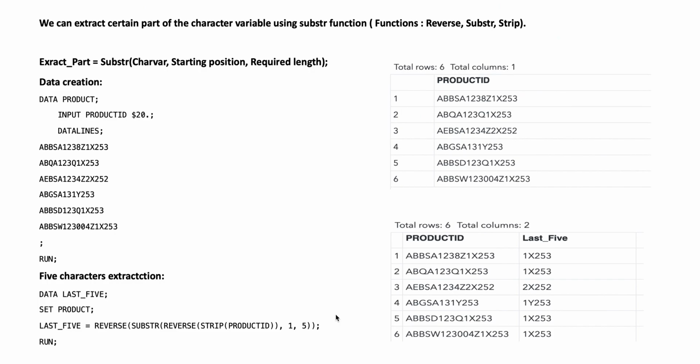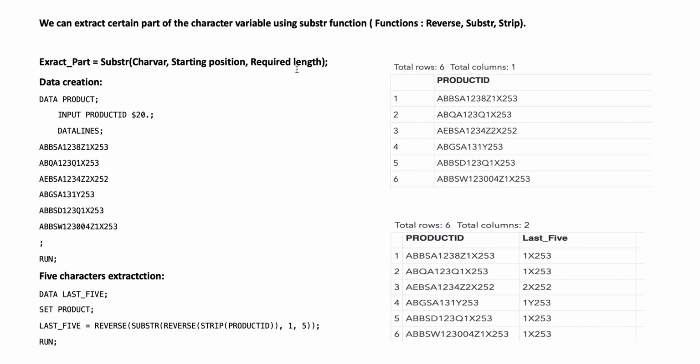We can extract a certain part of a character variable using the SUBSTR function. In this example, we can use a nested function where we use REVERSE, SUBSTR, and STRIP. When we use a function inside another function, it is called a nested function. The syntax is given here: extract_part = substr(char_variable, starting position, required length). The starting position is where we have to start, and the required length is how many characters we have to include.